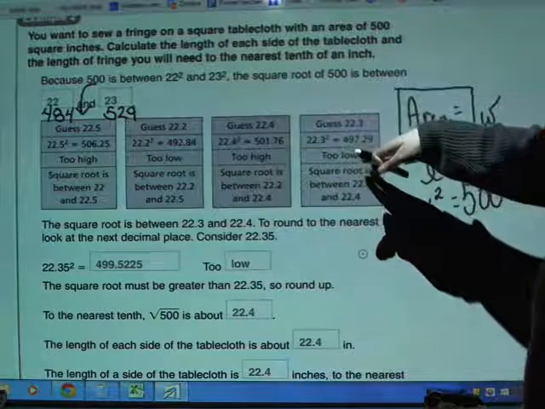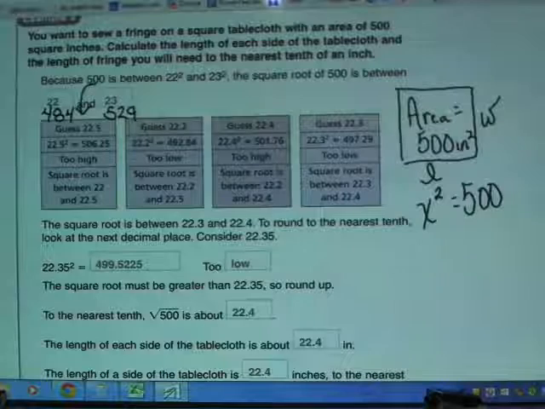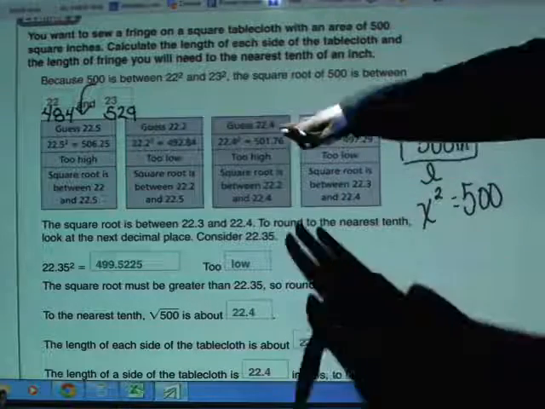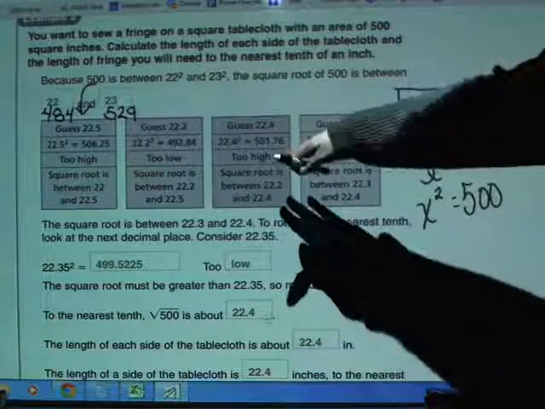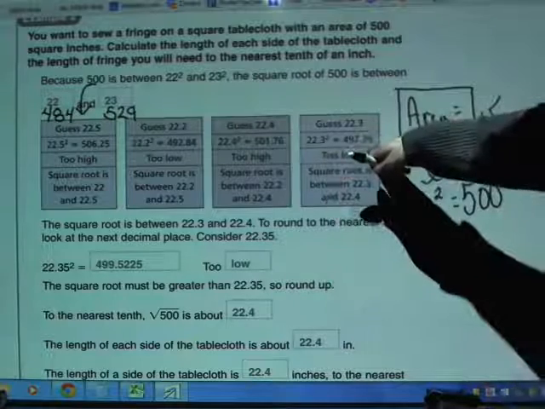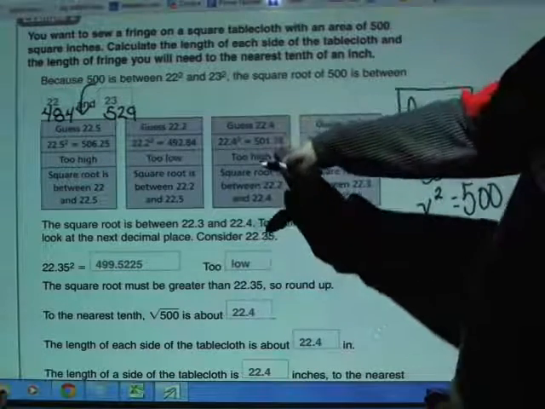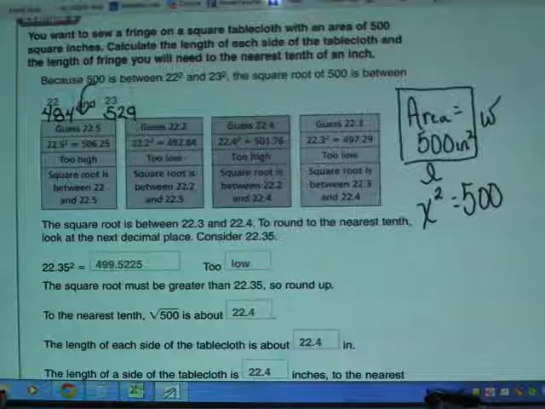So we're going to go in between and see what that does for us. 22.3 squared is 497.29. It is too low, but it is closer than this one was. So we now know our answer is somewhere between 22.2 and 22.4, this being the closest number too small, this being the closest number too large. And that's what they're explaining down here at the bottom.